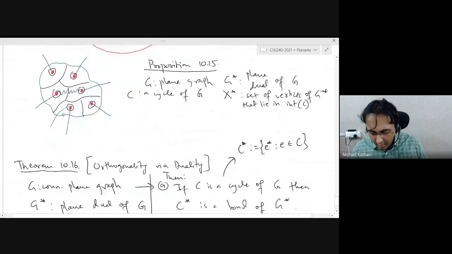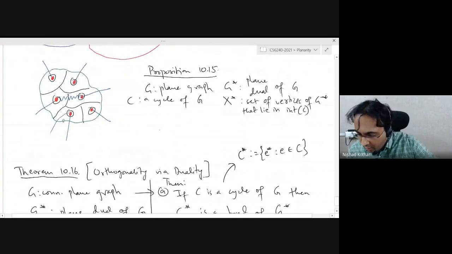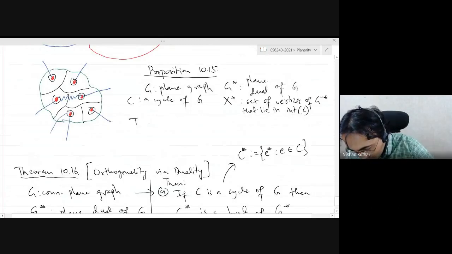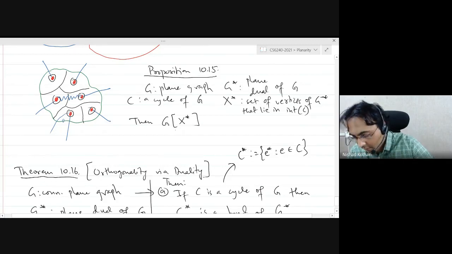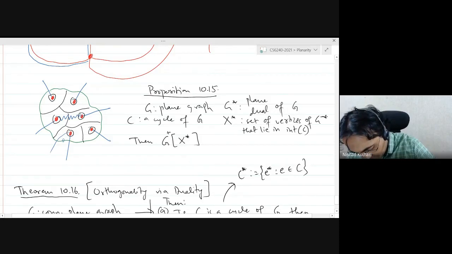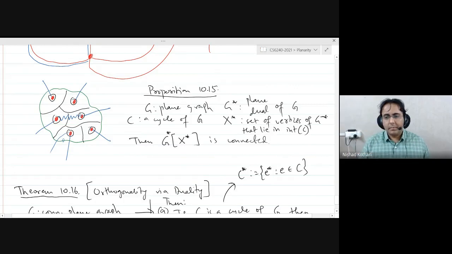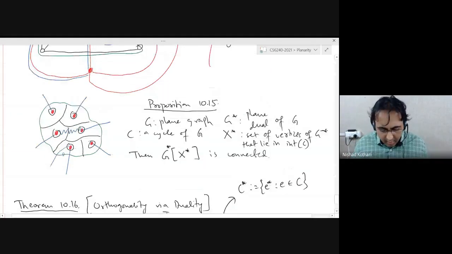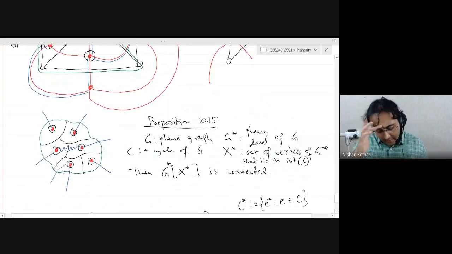Good. Then the claim is that the graph induced by X star in the dual graph is connected. Okay. So how do you prove this? Well, the idea is as follows.